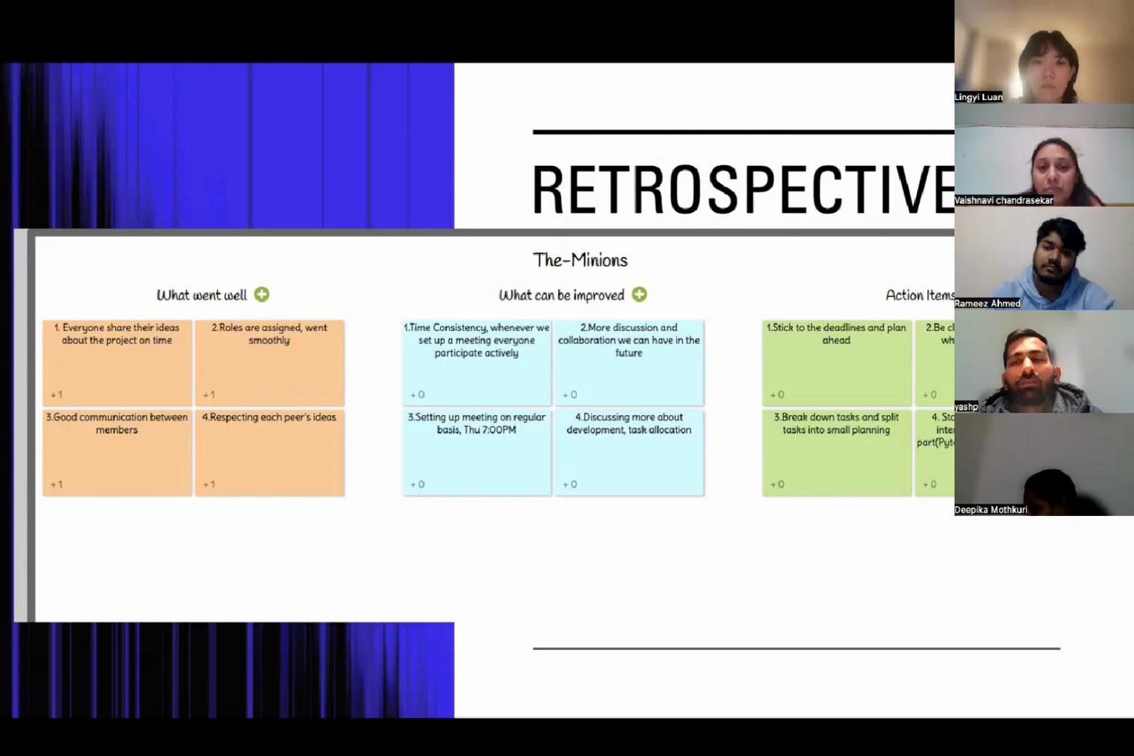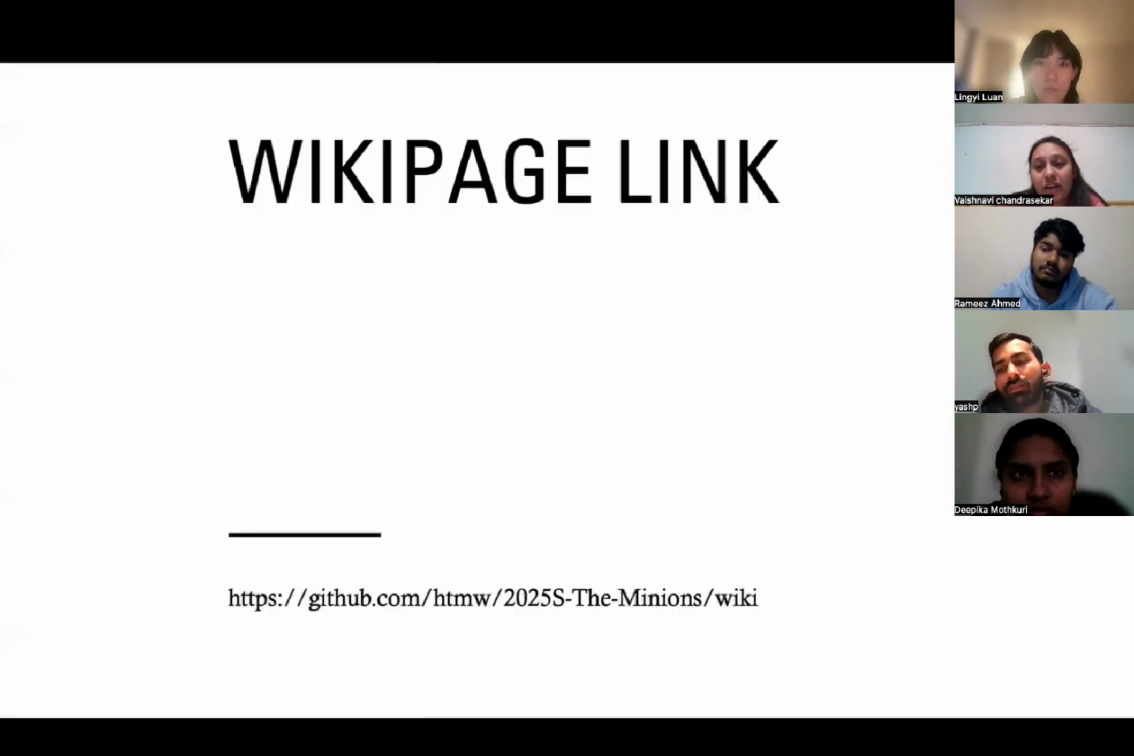And we should be very clear and specific about the tasks. Everyone should have a well-defined understanding of what needs to be done, and break down tasks into smaller steps. This makes the workload manageable and improves productivity. And also, working on the user interface and deep learning components. By implementing these steps, we can ensure a smoother workflow and better results. And next is the Wikipedia link for the project, and that's it.